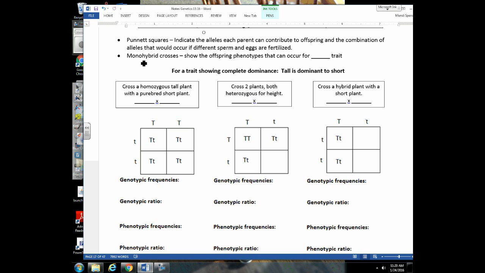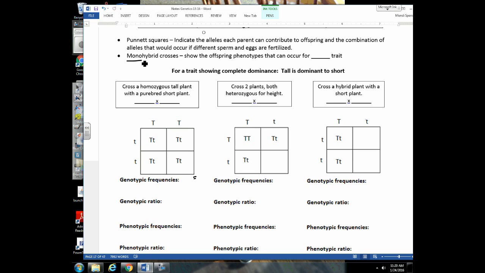I know that you've seen Punnett squares before, and Punnett squares are just used to predict the phenotypes and the genotypes of the offspring if we know the genotypes and phenotypes of the parents. And when we see a Punnett square that looks like this, then we're doing a monohybrid cross. So basically, we're just analyzing one trait. Like for this example, we're going to use height.